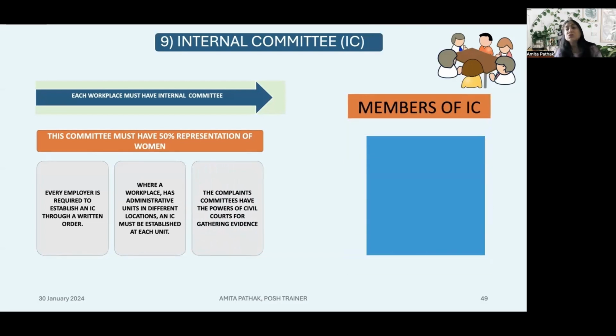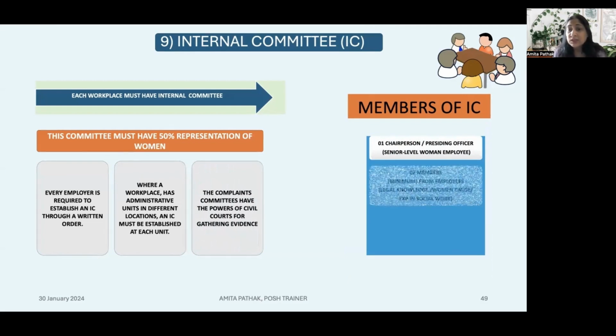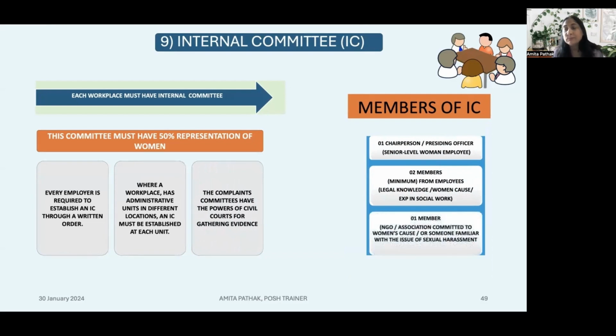Let's understand who the members of the internal committee are. The first is the chairman. The chairman or presiding officer will be a senior level woman employee. There are 4 members in this IC. So 2 members minimum from employees, who have legal knowledge or have worked for the women's cause or have experience in social work. 1 independent external member from an NGO or association committed to the women's cause, or someone familiar with the issue of sexual harassment. So these 4 members will constitute the internal committee. The duration of this committee is 1 year, which can be extended later on.